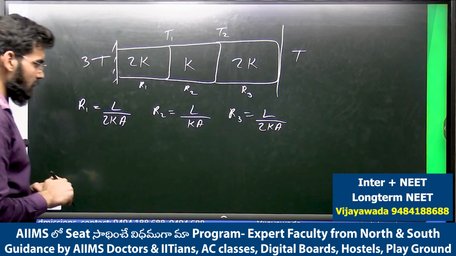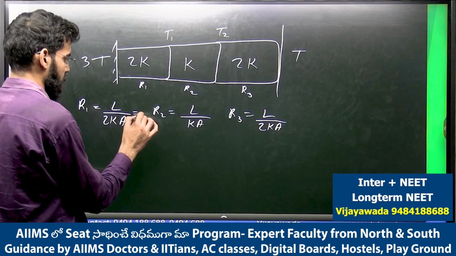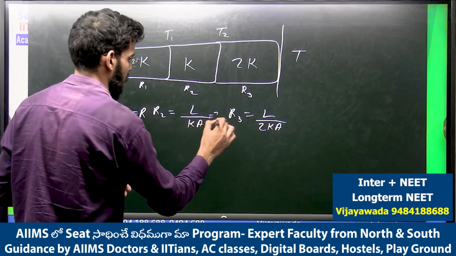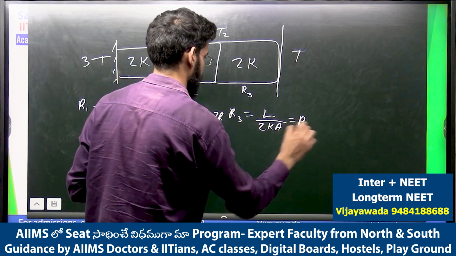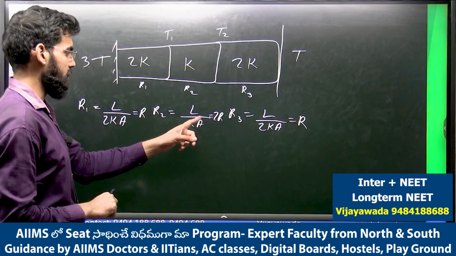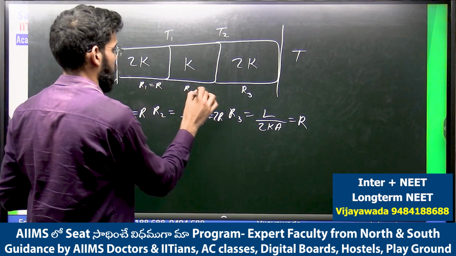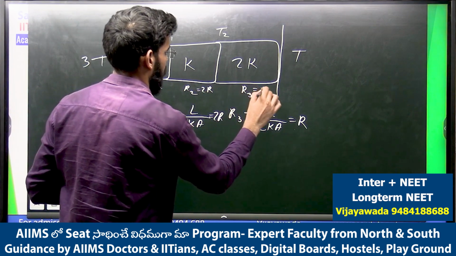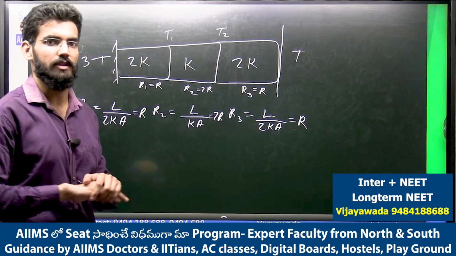Now understand. If I name this L by 2K as R, so this will become 2R. For my simplicity I am mentioning this. And this will become how much? R. This is R, so this is twice, that's why 2R, and this is R. So actually this is R, this is 2R, and this is R. Why I am mentioning like this, I will tell later on. For my simplicity I am doing this.